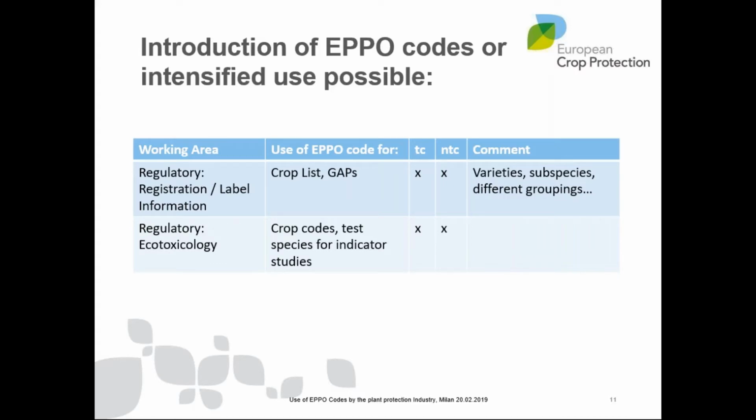Where we would like to promote the use of EPPO codes, or where it is already intended but not yet implemented, is in regulatory, so for collecting registration information in the gap table and maintaining crop lists. Here the problem sometimes is that in the crop lists, colleagues are dealing with different varieties and subspecies, and they have to deal with different groupings of crops from different countries. And we have had the discussion in the panel as well.